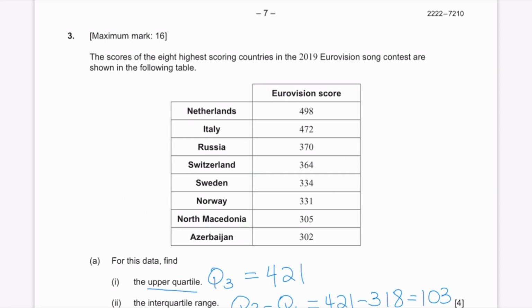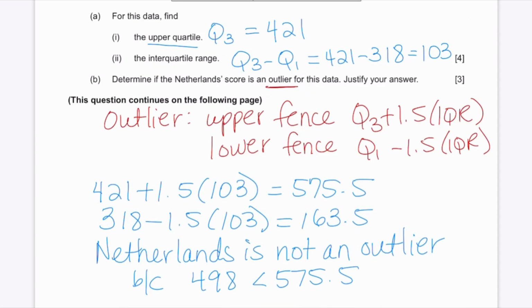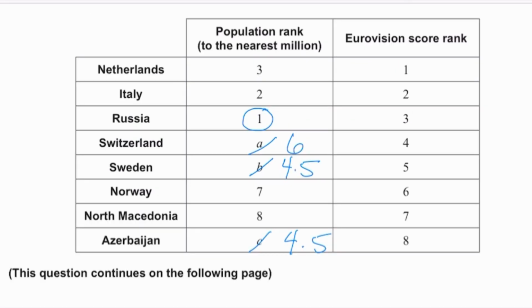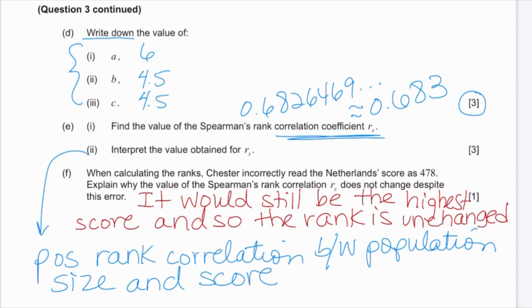This right here is a paper 2 question worth a total of 16 marks. These are very easy 16 marks for you to get on the exam. It has to do with statistics. It has to do with finding upper quartile, interquartile range, determining whether or not a value is an outlier, understanding Pearson's correlation coefficient in terms of strength, being able to rank data so then you can find the Spearman's rank correlation coefficient, interpreting that in the context of the question, and understanding why the correlation coefficient RS does not change despite a value being different, since it is still going to be the highest score and it's still going to rank the same amount.